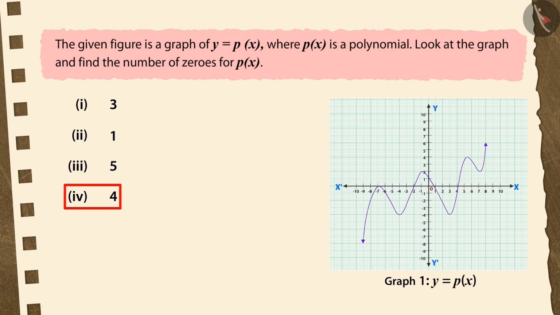If you have chosen the fourth option, it is the correct answer. Well done! This graph intersects the x-axis at a total of 4 points. So here, the number of zeros of the polynomial p(x) will be 4.